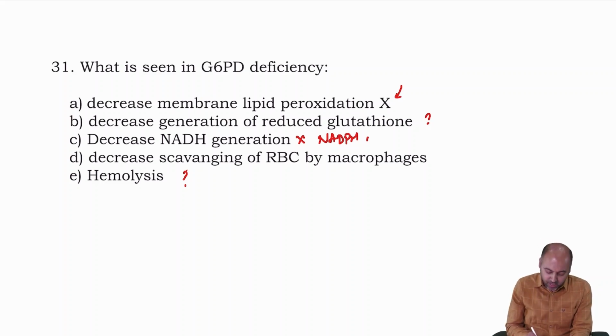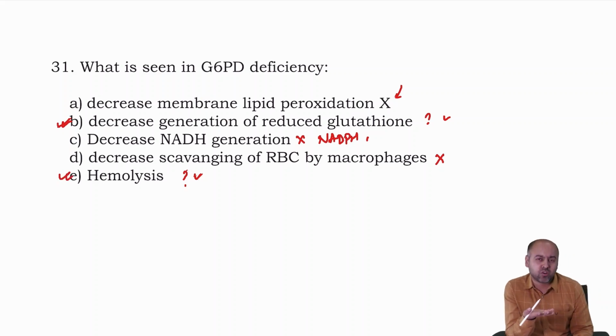Decreased scavenging of RBC by macrophages. Macrophages don't scavenge the RBC per se. Moreover, this scavenging is not dependent on production of NADPH. Rather, the macrophages require the NADPH for the oxidative burst, and that is for scavenging of the bacteria, not for the RBC. Decreased generation of reduced glutathione does happen, and hemolysis, the destruction of the RBC, does happen. So these are two possible options. So the first better answer is reduced glutathione, and hemolysis, you have to see which option is present in the exam. Both of them are correct.